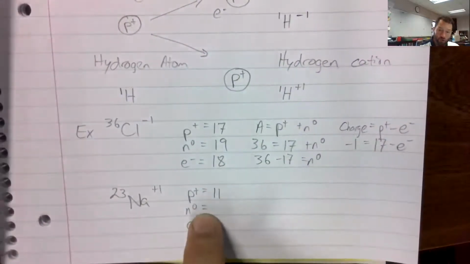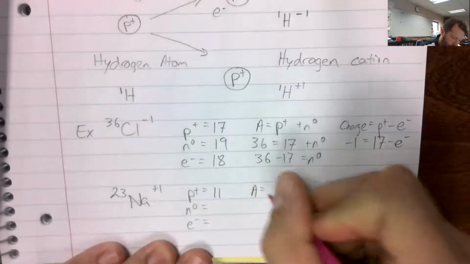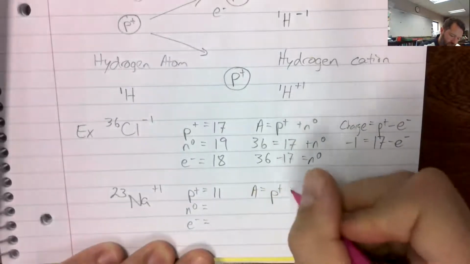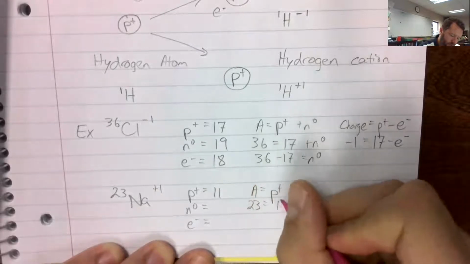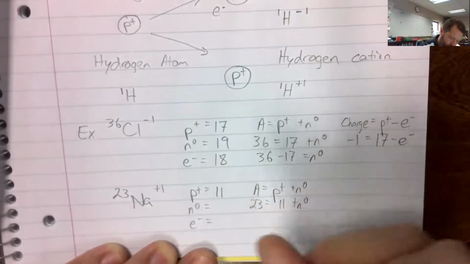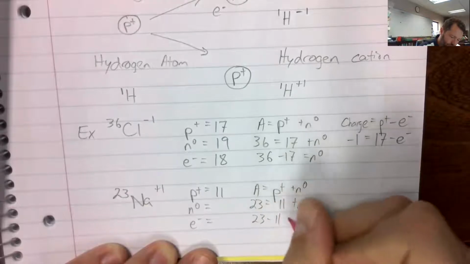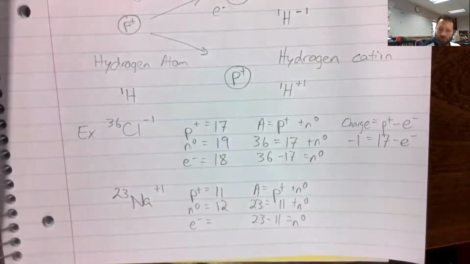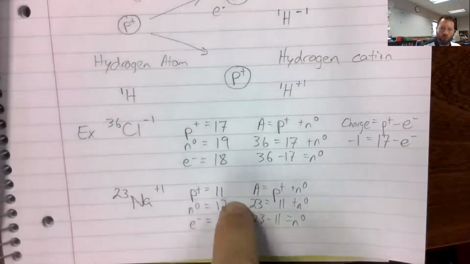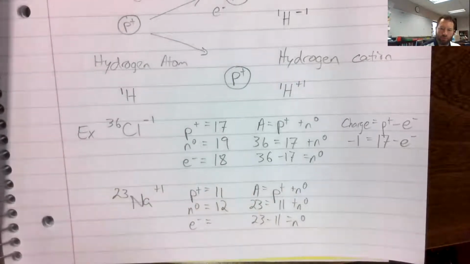Now to figure out how many neutrons, remember, we know that A is equal to our protons and our neutrons. We have an A of 23 and we have 11 protons. So we must have 12 neutrons. 12 plus 11 is 23.